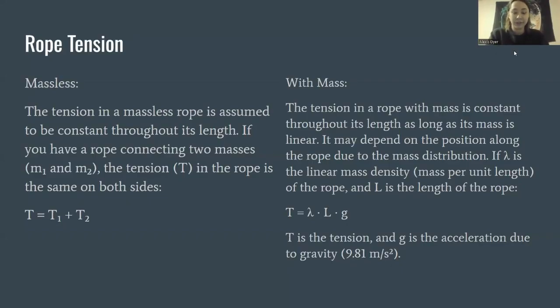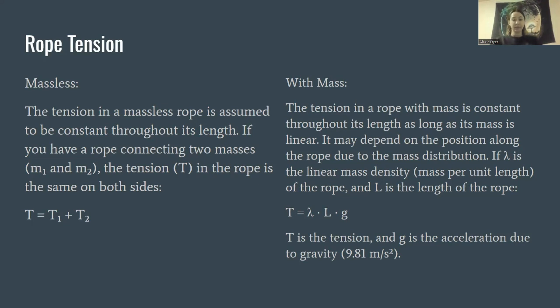When we're looking at rope tension, previously with our massless ropes, the tension in a massless rope is always assumed to be constant throughout its length, as there's no mass weight to alter that tension. If you have a rope connecting two masses, say M1 and M2, the tension in the rope is going to be the same on both sides. And this can be written out that total tension is equal to the tensions of all of the ropes added together.